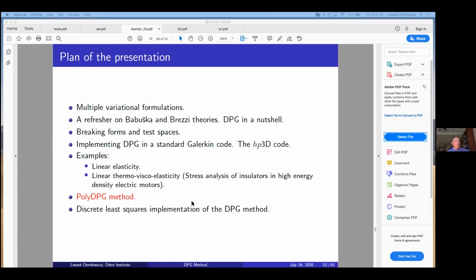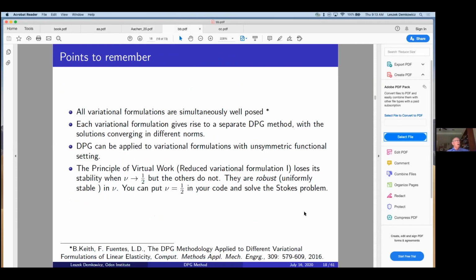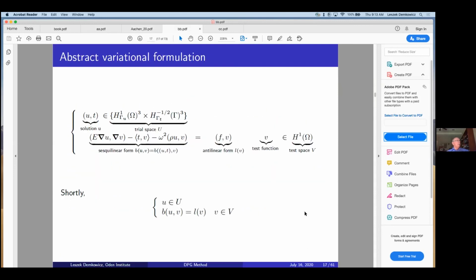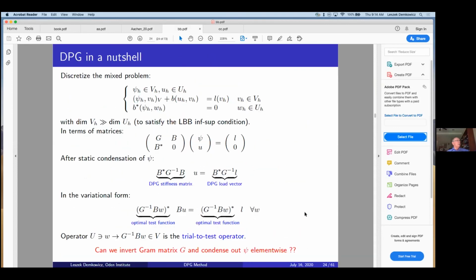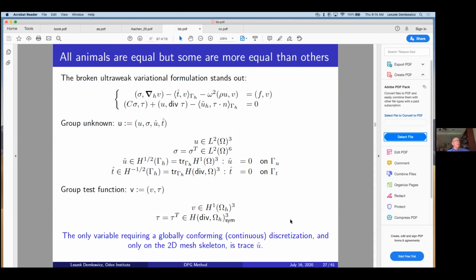Right. So I would like to mention two subjects. One is poly DPG, and this corresponds to this ultraweak variational formulation that I pointed to on this slide. If you use the ultraweak formulation, then you end up with the necessity of coming up with conforming discretization only for displacement traces, that is on the interelement boundaries.